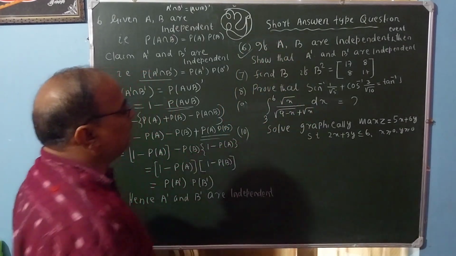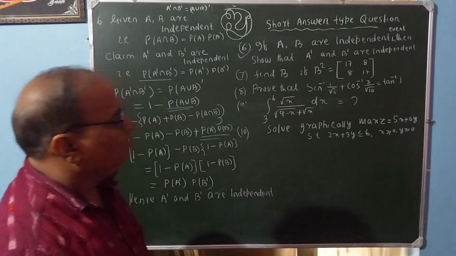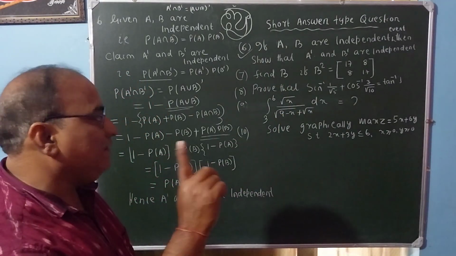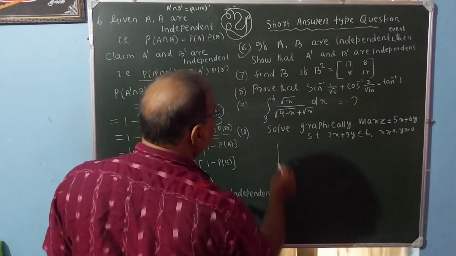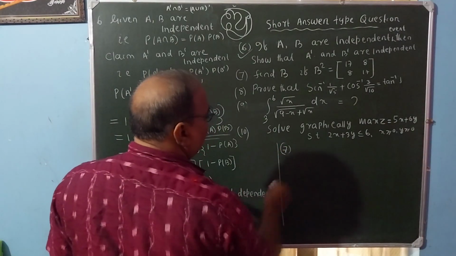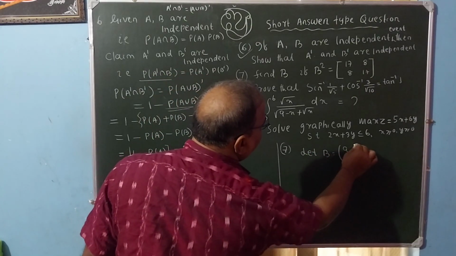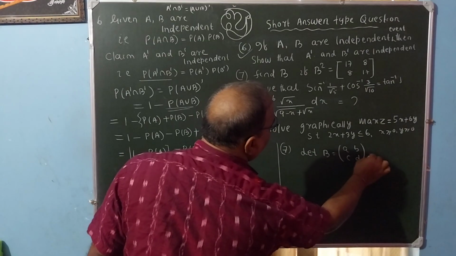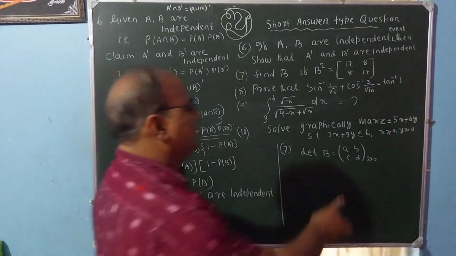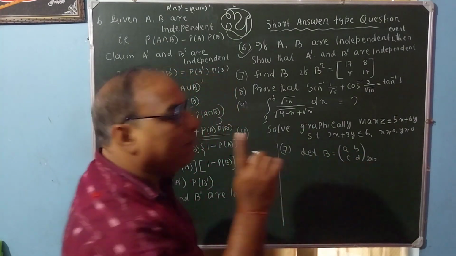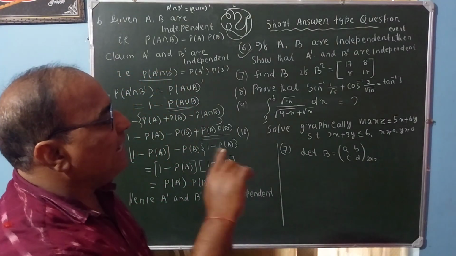Now we have to work out question number 7. Find B matrix if B square is equal to 17, 8, 8, 17. So write down question number 7 here. Let B be the matrix A, B, C, D. It is a 2 by 2 matrix. Our aim is to find out the entries A, B, C, D. But it is given B square is equal to 17, 8, 8, 17.